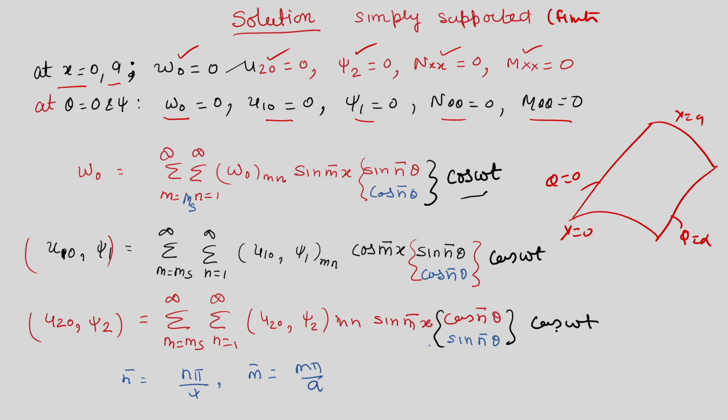Along the x axis, w can be assumed in terms of sin m bar x, where m bar is nothing but m pi by a, into sin n bar theta. The blue term is for the symmetric case, when loading is symmetric, and the other is where loading is anti-symmetric.